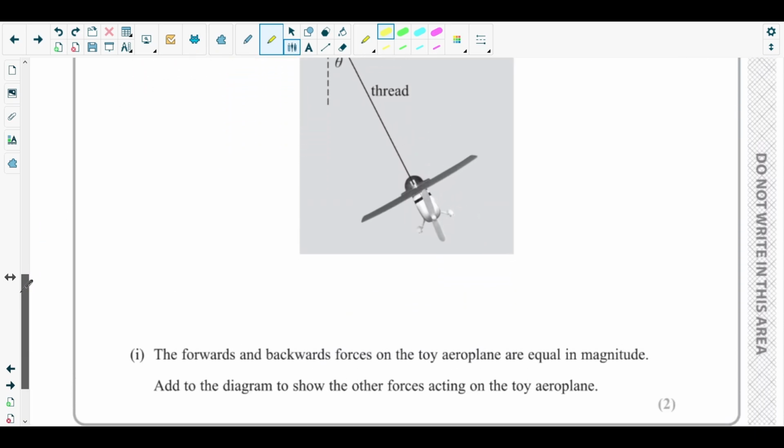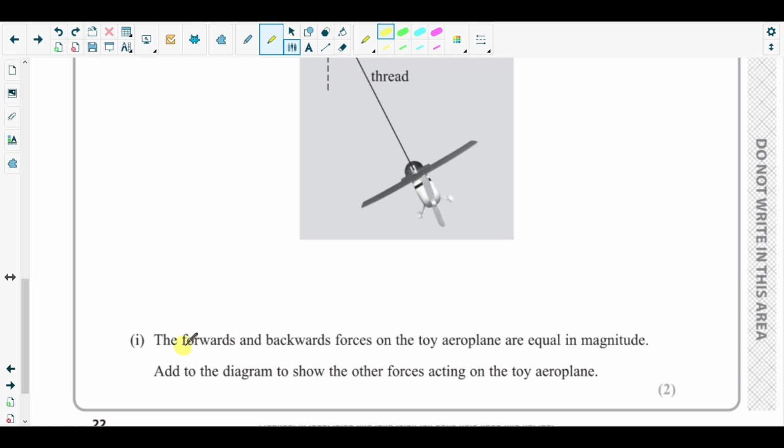Part 1 of B says the forwards and backwards forces on the toy aeroplane are equal in magnitude. That's why it is moving with constant speed. The question is asking us to add to the diagram to show the other forces acting on the toy aeroplane.